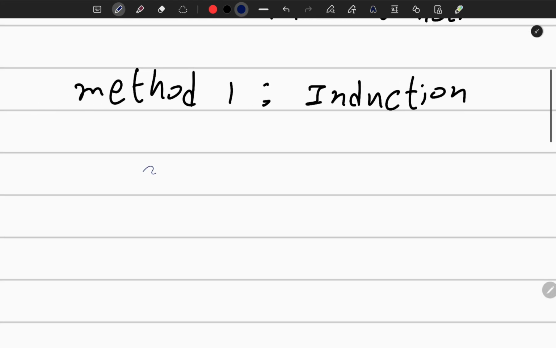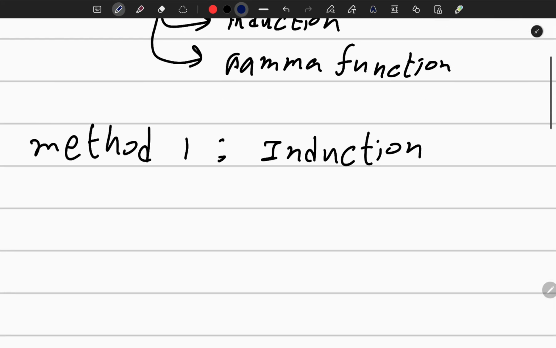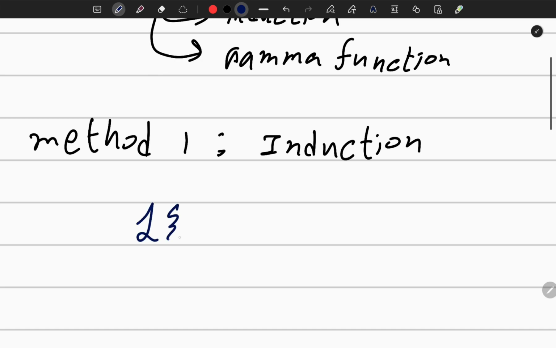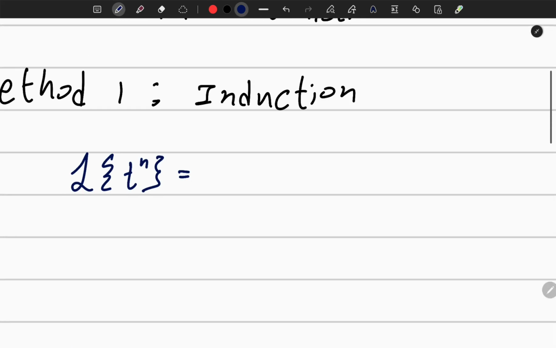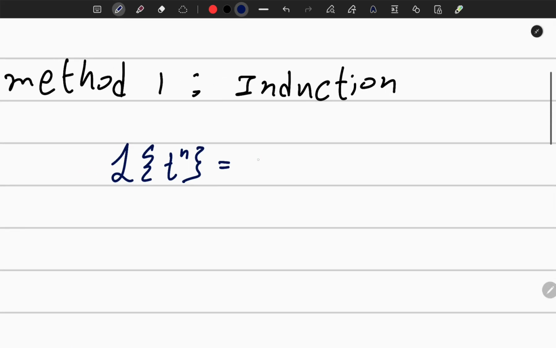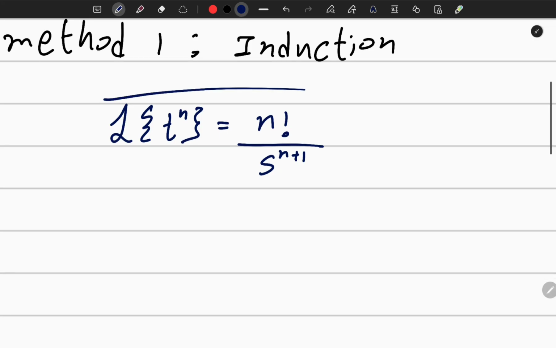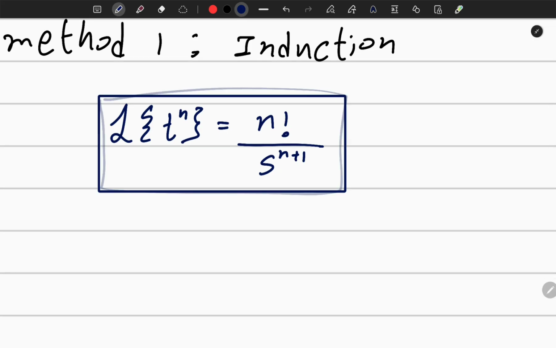What I need to prove is that the Laplace transformation of t to the n is equal to n factorial over s to the n plus 1. This is what I am going to prove.